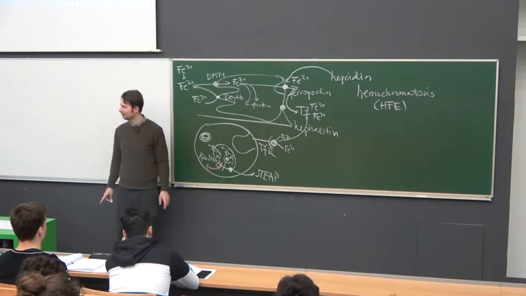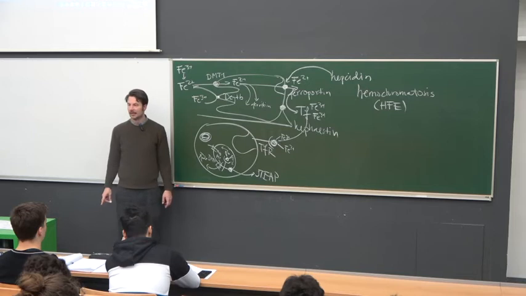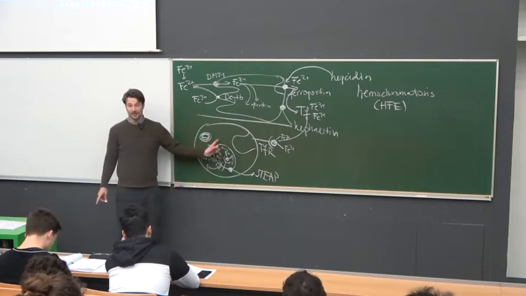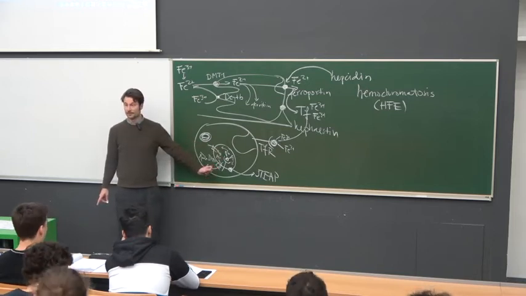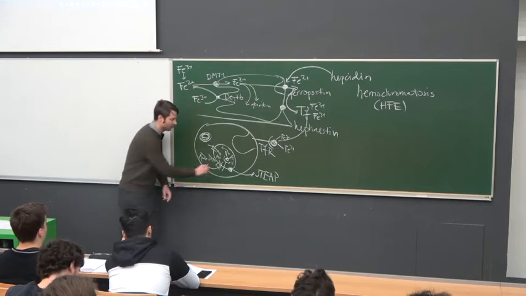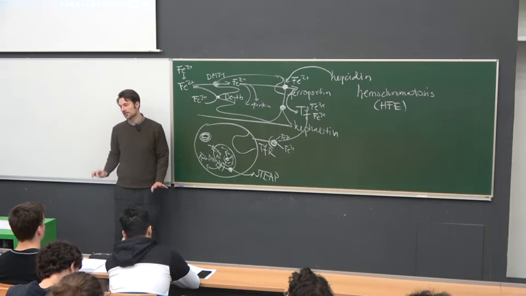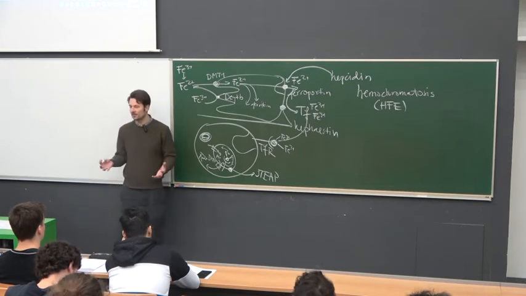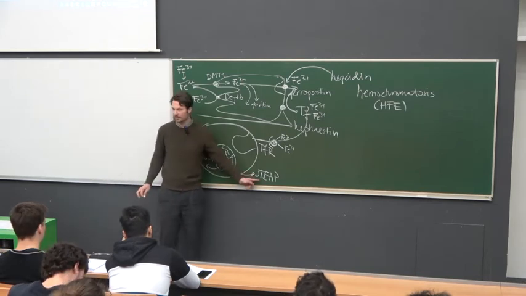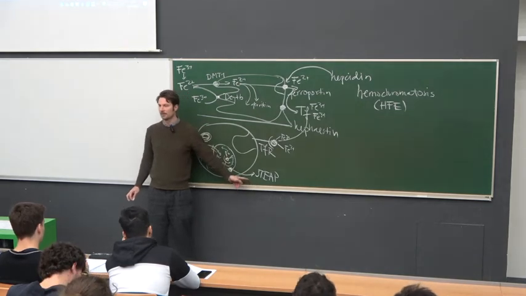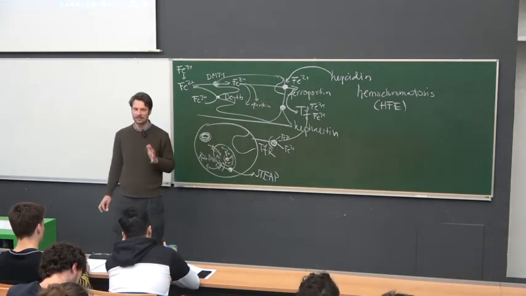There was a question? Yeah, okay. After this happens to iron 2, so this reduces iron 3. Yes, most likely. I mean, it has to be reduced in the vesicle, and it's most likely done by this protein, okay? But as I said, it's still a candidate, it's not 100% sure.